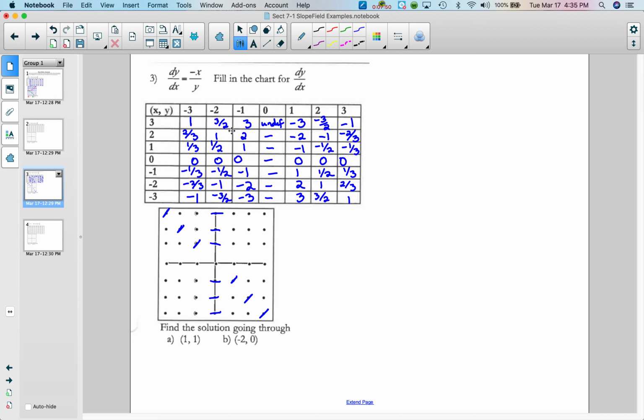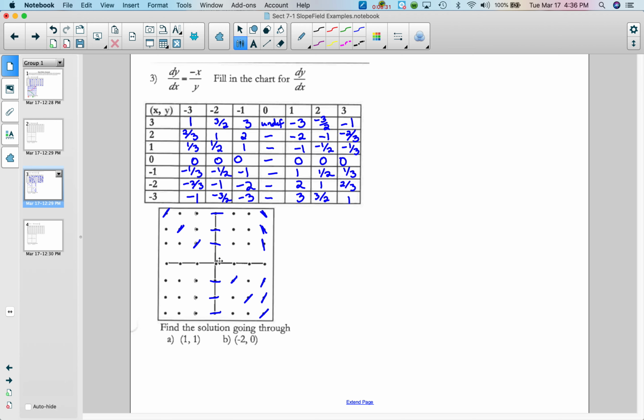I think I'll go ahead and just do the 2's next. I might get lost in this. Let's just go in order. So if I go 3, -2, so 3, -2 is 3/2, so it needs to be a little bit steeper. 3, -1 is 3, so steeper yet. And 3, 0 is undefined. At 3, 1, it's -3, so it's going to be steep but negative. Then -3/2 above that, and then -1 above that.